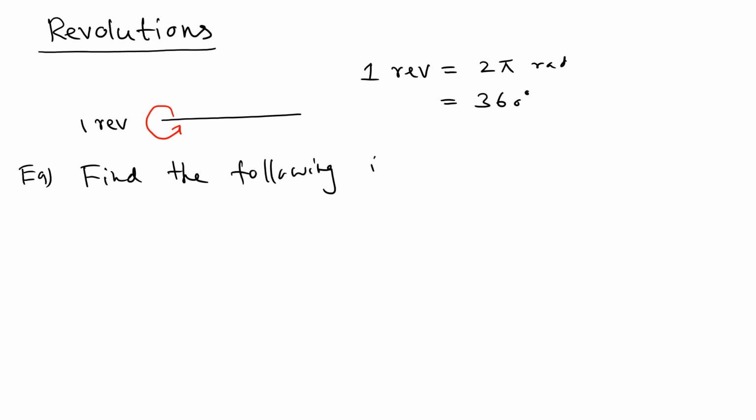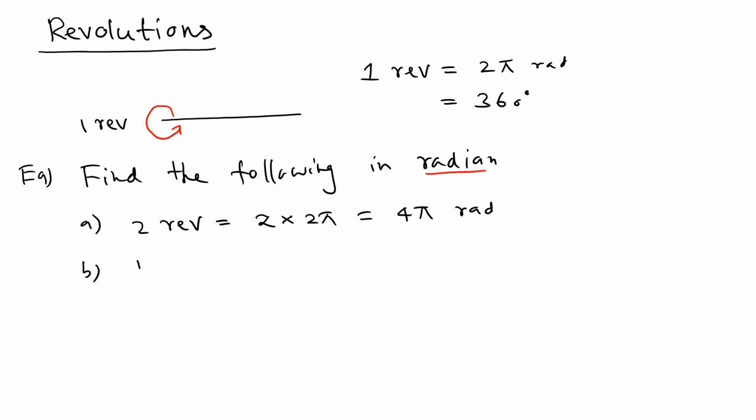Find the following in radians. So we can convert to radians. Let's look at three examples. Let's say 2 revolutions. How much is 2 revolutions? We know that it's 2 times 1 revolution, and 1 revolution is 2 pi radians. So that means 4 pi radians. So 2 revolutions means 4 pi radians.